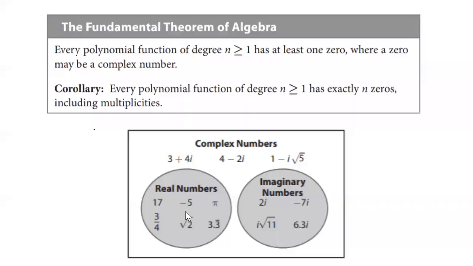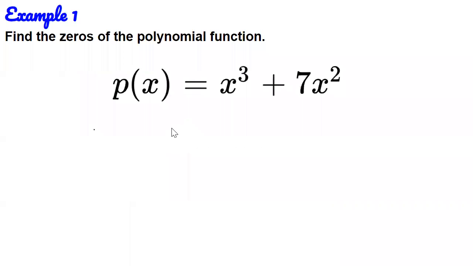All right, so here we go. First example for today. Go ahead and copy this one down. Find the zeros of the polynomial function p of x equals x to the power of 3 plus 7x to the power of 2. There are different ways to solve this. We're going to first look at our function and look at everything that we have here. So everybody has this?